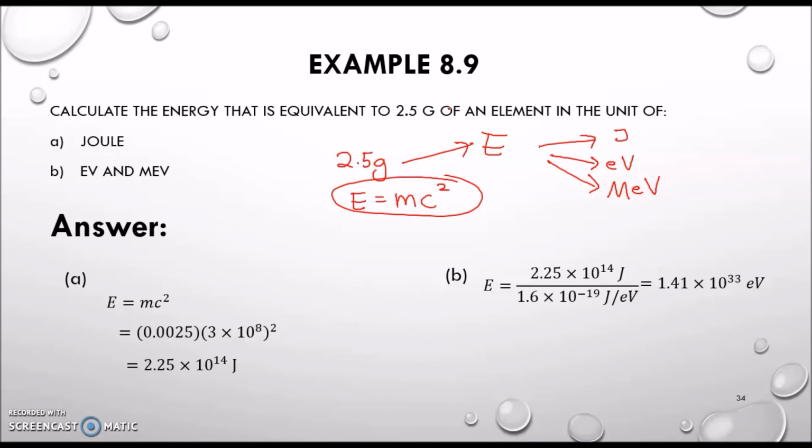Now, to convert into mega electron volt, we need to add one prefix. Then, divide it with 1 times 10 to the power of 6. Then, you will get 1.41 times 10 to the power of 27 mega electron volt.